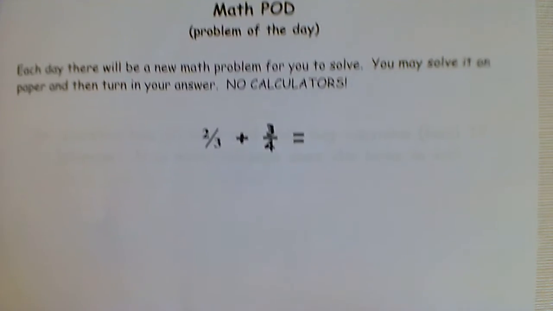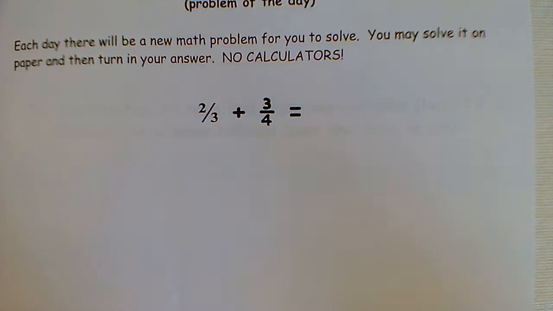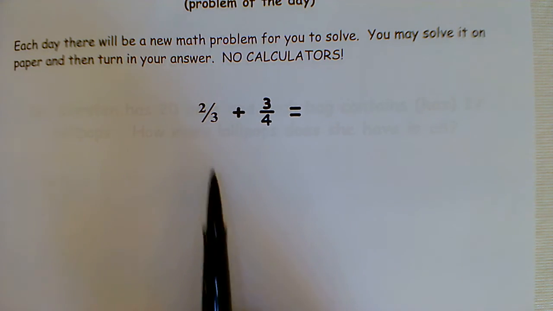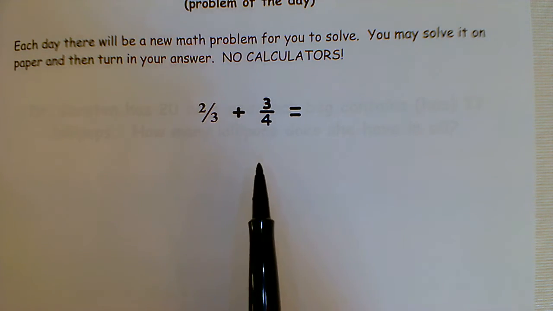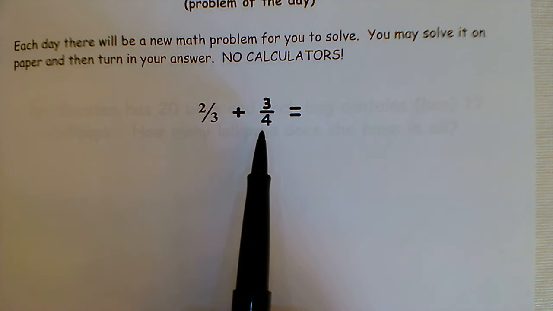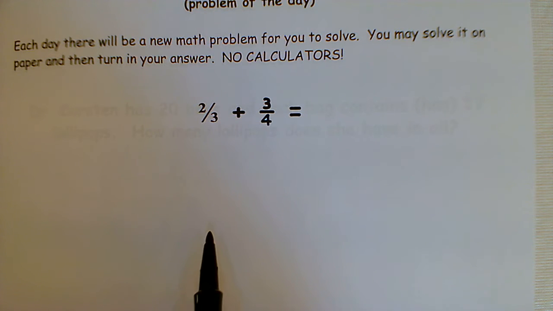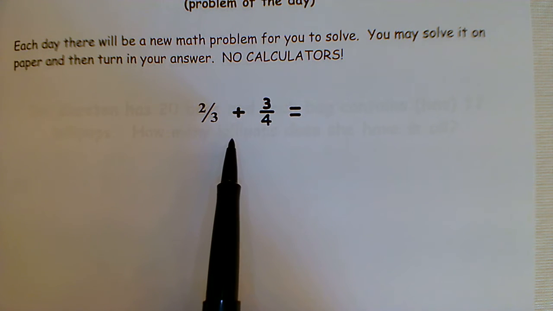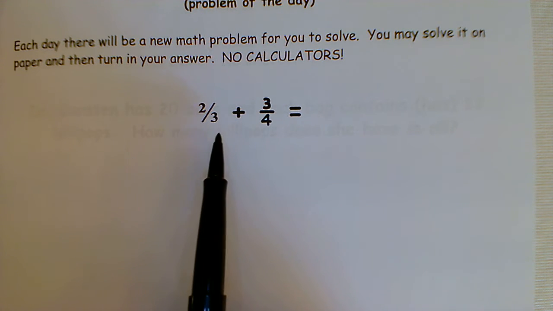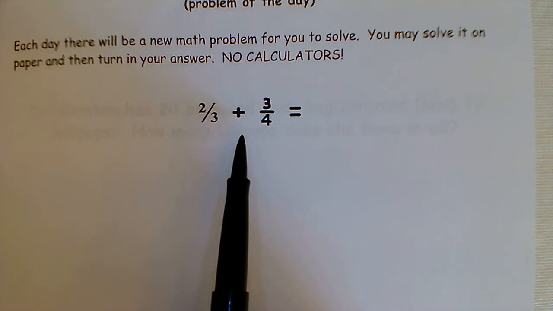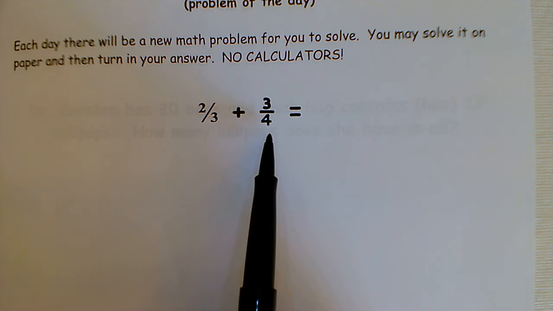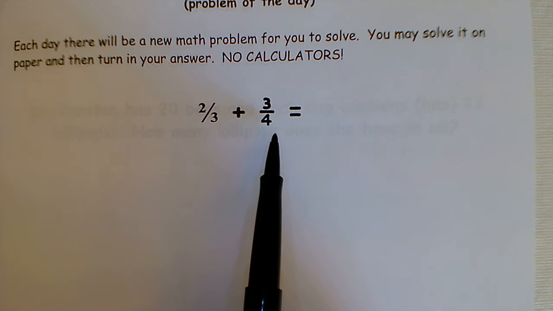So in this POD, this problem of the day, we are adding two fractions, 2/3 and 3/4. And the first thing I'm going to do is check, and I see that my denominators are not the same. Remember, when we are adding or subtracting fractions, we do need those denominators to be the same. So I need to convert these denominators to make them match.